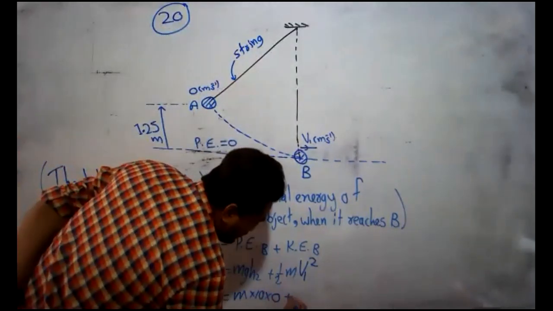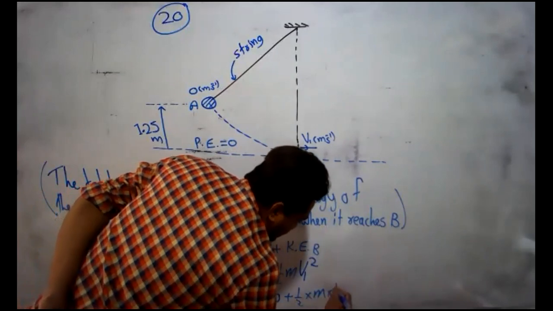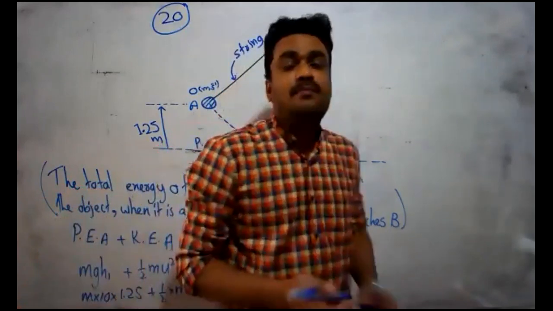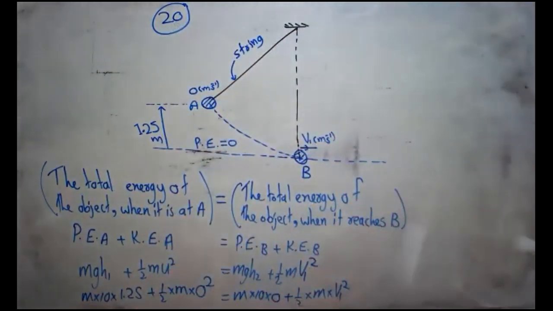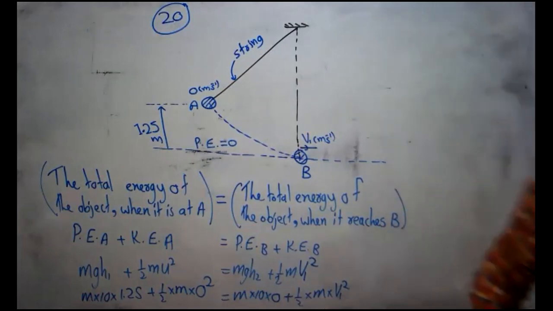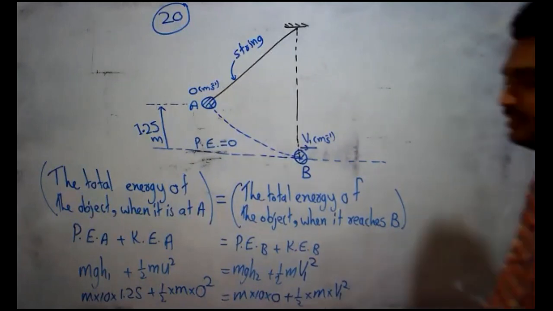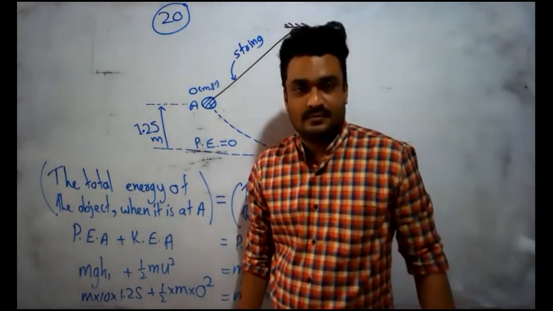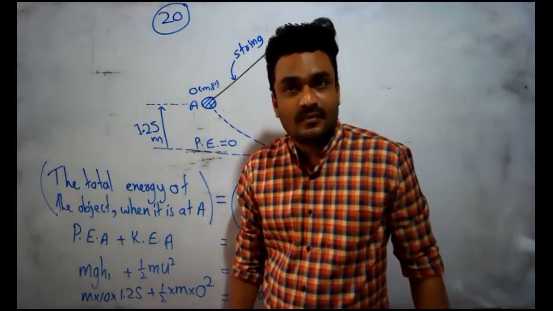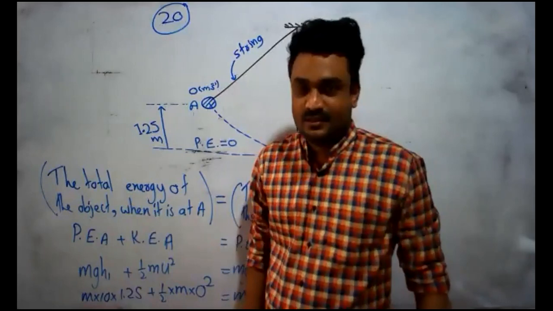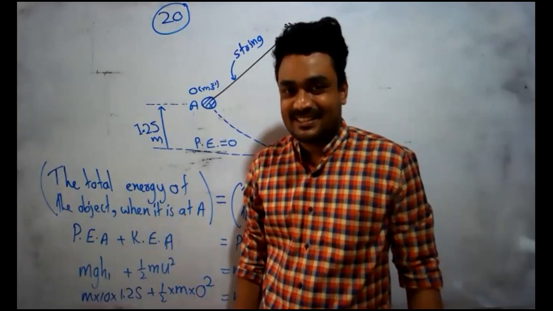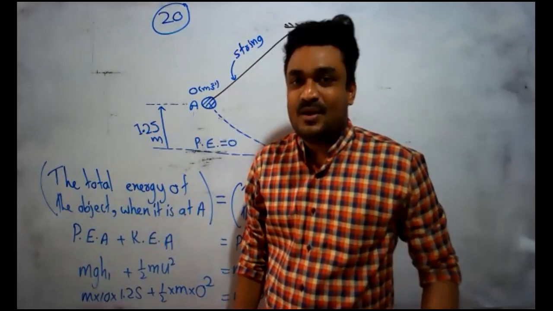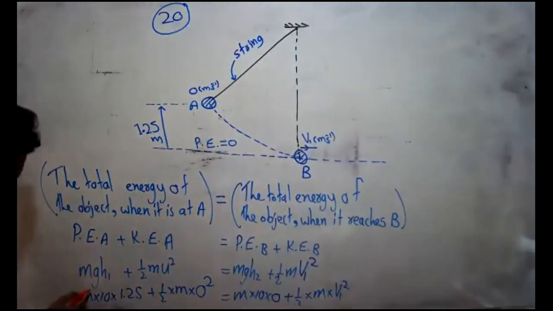Therefore, h2 is 0, plus half m times the velocity v1 squared. Do we want m, dear? Should we know the mass m? Somebody unmute the mic and tell me. The mass is given, sir. The mass is given, but do we want it for this calculation? No, sir. Why not? We can cancel it out. Very good. We can cancel out all the terms.